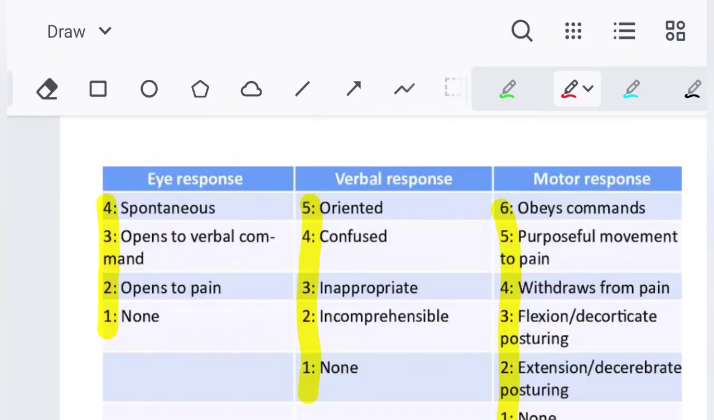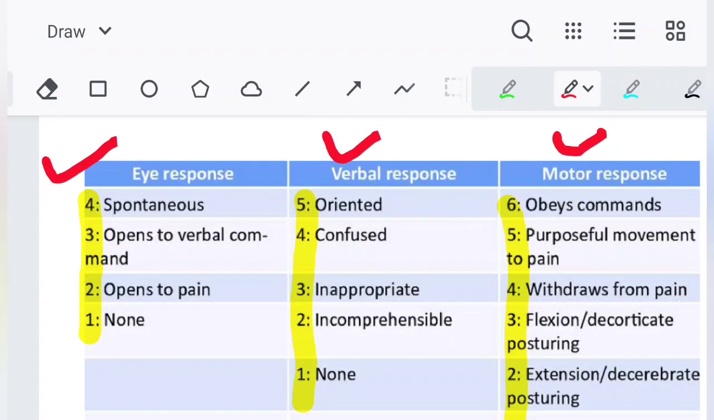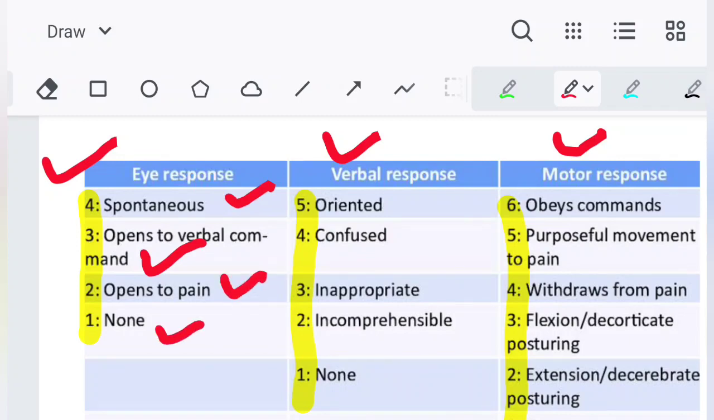Now what are there in eye response, verbal response and motor response? First, in eye response there is spontaneous eye opening, opens to verbal command is 3, then opens to pain, and none, that is no response is noted. So here the eye response maximum score is 4 and minimum is 1.